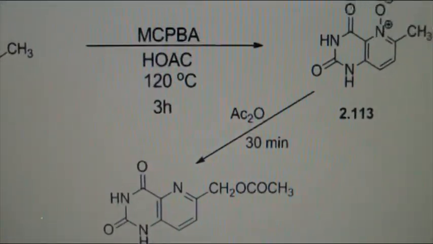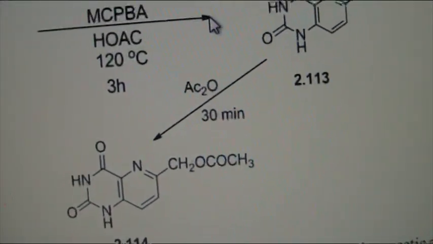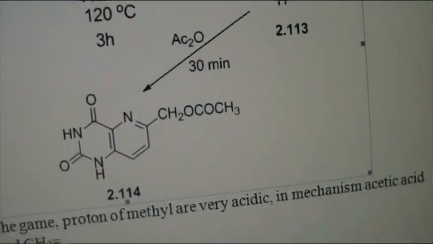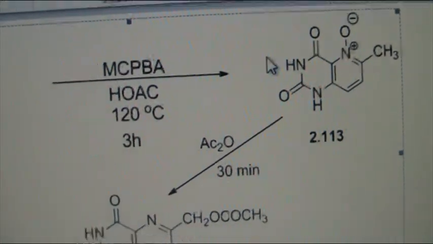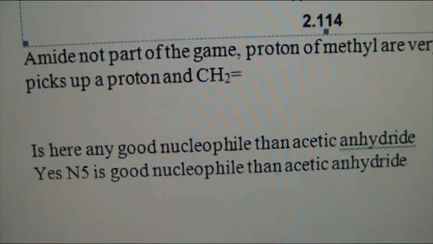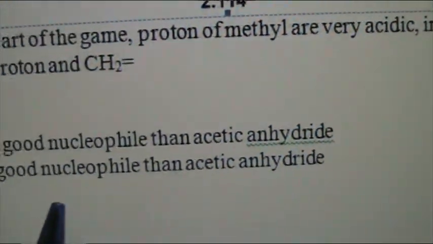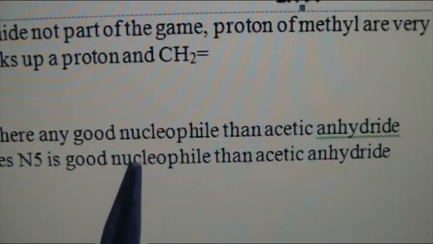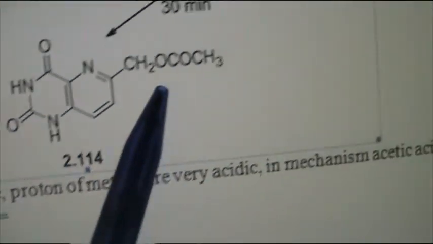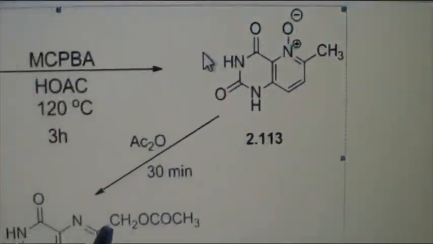If you see these reactions, we are asking, is there any good nucleophile? Is there any nucleophile other than acetic anhydride? Yes, N5 is a better nucleophile than acetic anhydride. Where is N5? This is N5. So it is a good nucleophile.